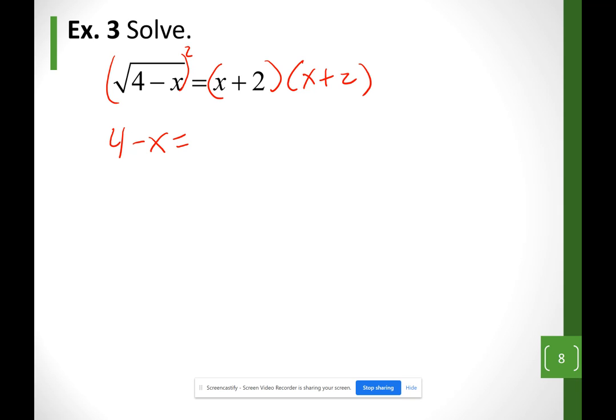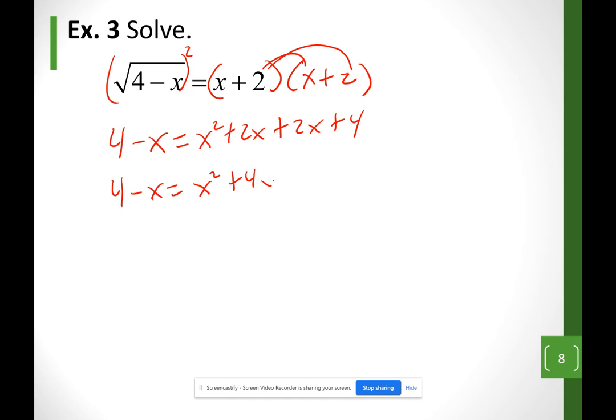So when I multiply, let me distribute the x first. That's going to give me x squared plus 2x. Then let me distribute the 2. That's going to give me 2x plus 4. So I have that 4 minus x is equal to x squared plus 4x plus 4. Notice I combine the like terms.